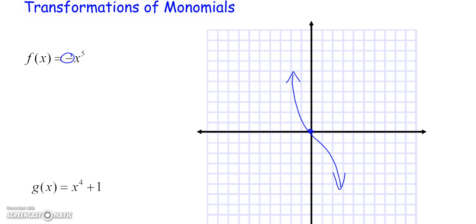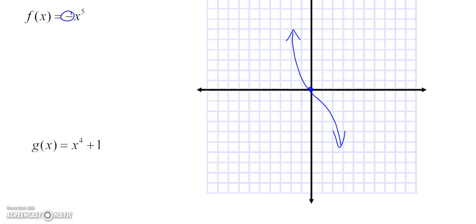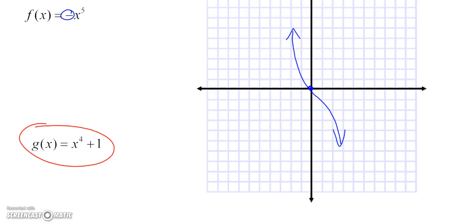Something like a cubic that's been reflected over the x-axis. We'll do a few of these. We're going to do x to the fourth plus 1. I would hope you can recognize that that is going to be similar to a parabola. The plus 1 is a shift of up 1. So normally a parabola would pass through 0, 0. This parabola is going to pass through 0, 1. And again, it's not a parabola, but the behavior is going to look similar to a parabola.